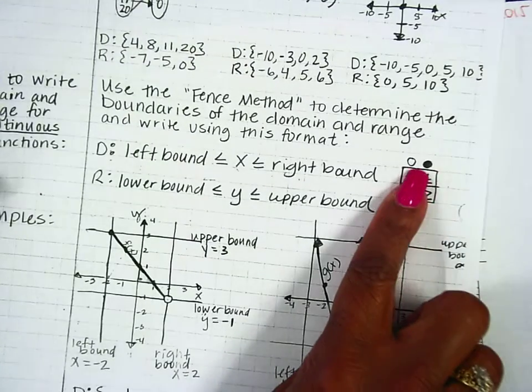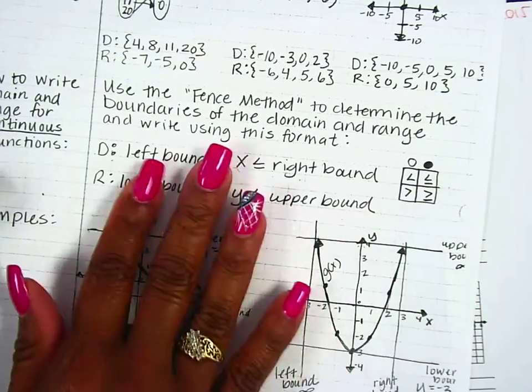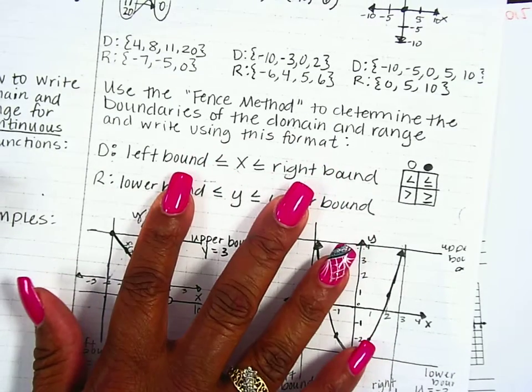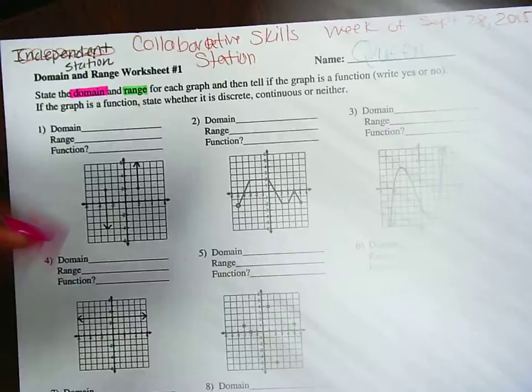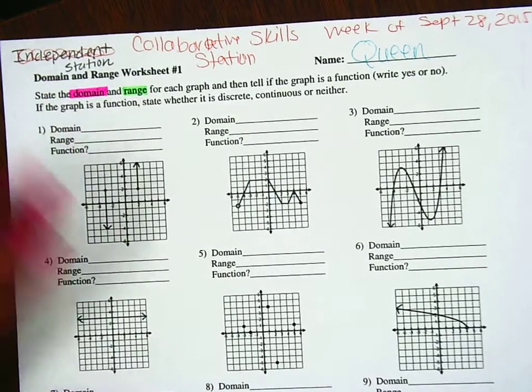Because we'll use open and closed circles, we will use this format for our domain and range, with left bound, right bound. So make sure you refer to that. Okay, so here we go. Let's go ahead and get started with this.